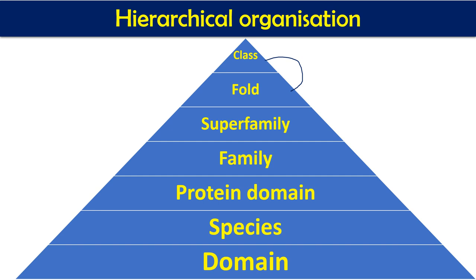Then folds are divided into superfamilies, superfamilies are divided into families, families are divided into protein domains, which are divided into species, and then we have the domain. So these are the different hierarchies of the proteins. We will see each one, what these different terms are.